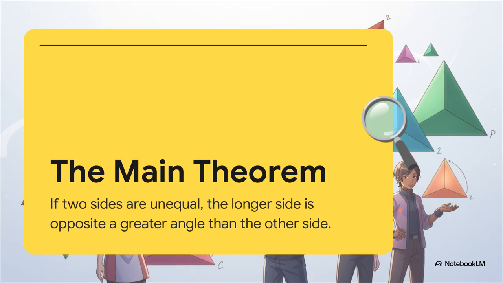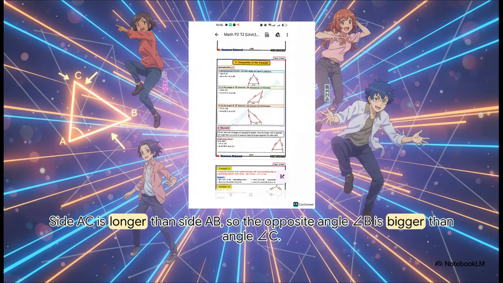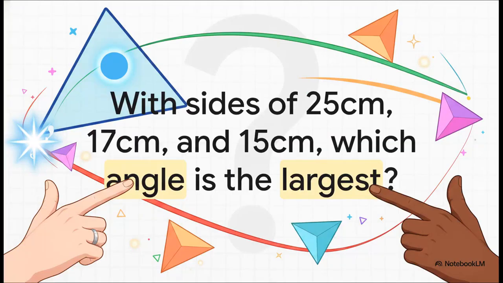You can think of it like an alligator's mouth. The longer side represents a wider opening, a bigger gap between its jaws, and that creates a bigger angle. This picture makes it totally clear. Side AC is obviously longer than side AB. And look, just like the rule says, the angle across from that longer side, angle B, is bigger than angle C. It's a direct, predictable relationship. Simple as that.